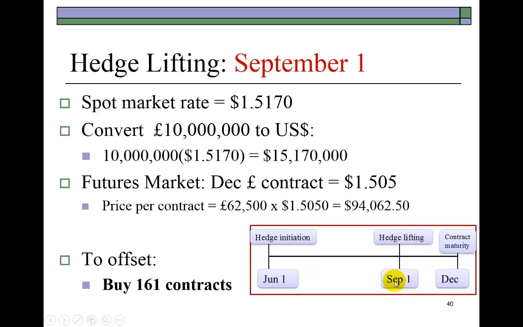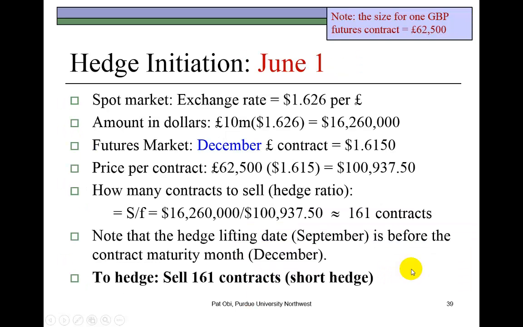If the two are together, it's probably going to create a little bit of turbulence for the hedger, trying to lift the hedge and as well trying to get the money over and stuff like that. But you're going to see how this works out. So going back here, again, the 10 million British pounds sterling is worth $16.26 million today.